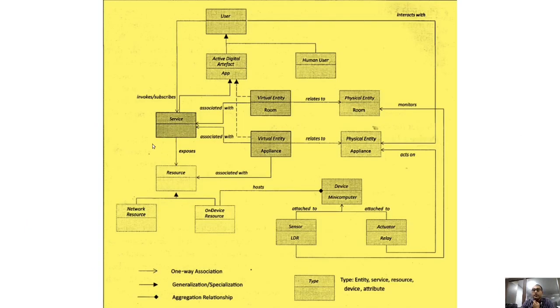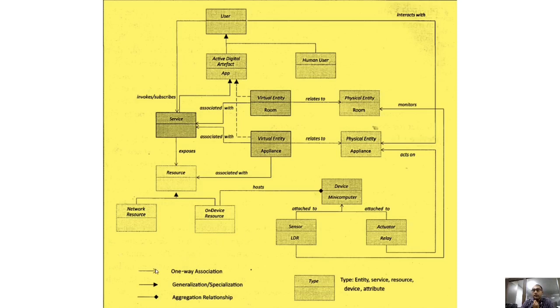Here we can see the domain model specification of a smart home system. The physical entities, as you see in this case, are the room as well as the appliance. The appliance here is the light bulb. There are virtual representations of these physical entities, which are the virtual entities. To enable communication between the physical entity and the virtual entity, we have the device. Here is the device, and then we have the sensors and actuators which are connected to this device.